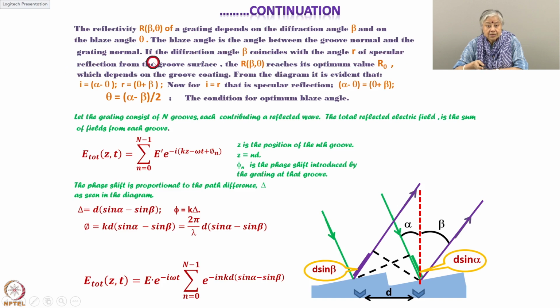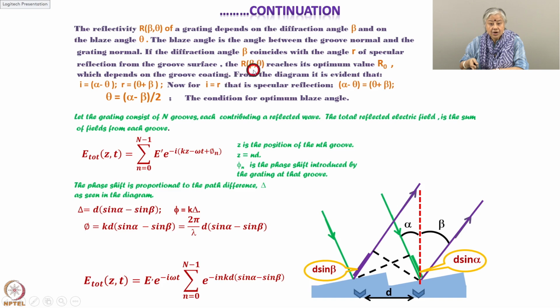The Blaze angle is the angle between the groove normal and the grating normal. If the diffraction angle beta coincides with the angle r of the specular reflection from the groove surface, then R(beta, theta), which is a function of beta and theta, reaches its optimum value of R0, which depends on the groove coating.